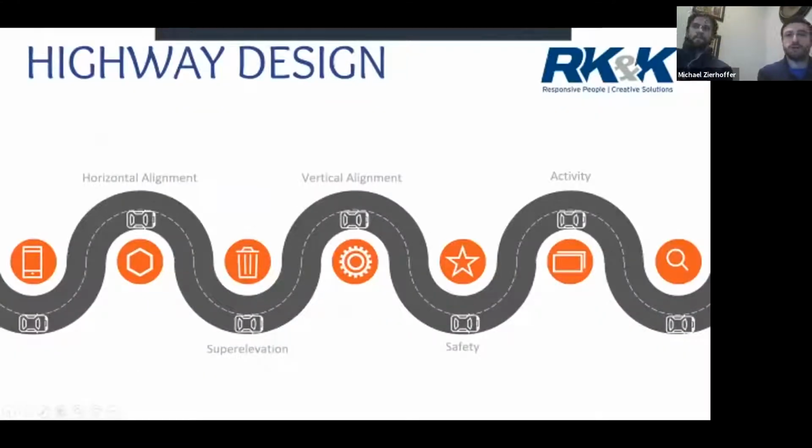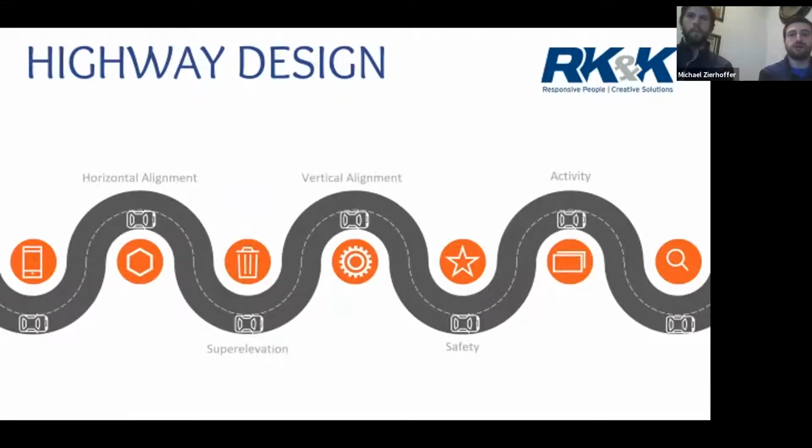So today we're going to go through the process of highway design and some of the associated careers that can be developed from them. We're going to start following our little roadway diagram there. We're going to start with horizontal alignment, and we're going to discuss the concept of super elevation. We're then going to go into vertical alignment, safety, and then if there's some time at the end, we have an activity.